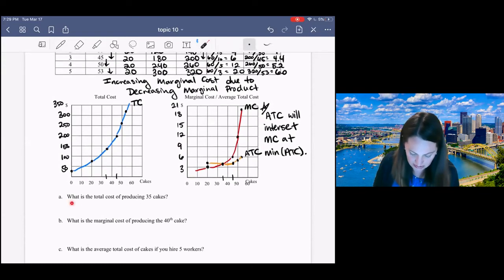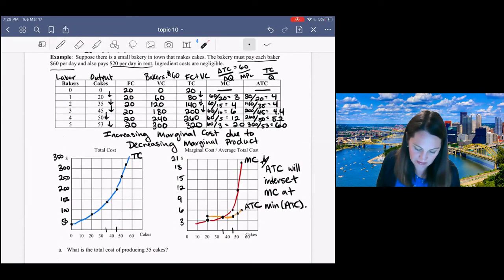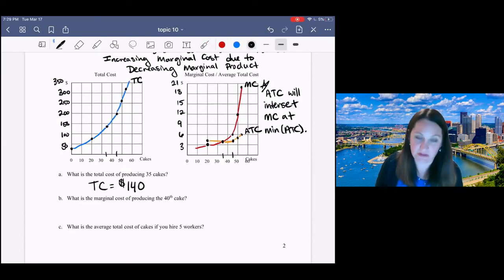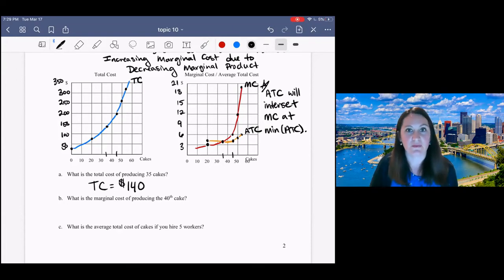So our first question here is, what is the total cost of producing 35 cakes? All right, so all I have to do is find 35 cakes here. In order to produce 35 cakes, I've got to hire 2 workers. And I'm going to come over to my total cost column here, and I see that the total cost of that would be $140. So the total cost of producing 35 cakes, that includes both my variable cost and my fixed cost, that will total $140.